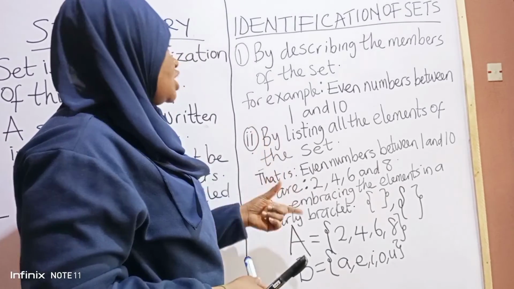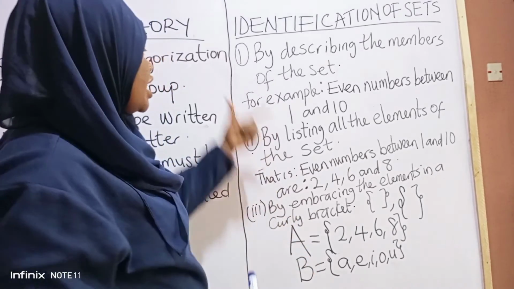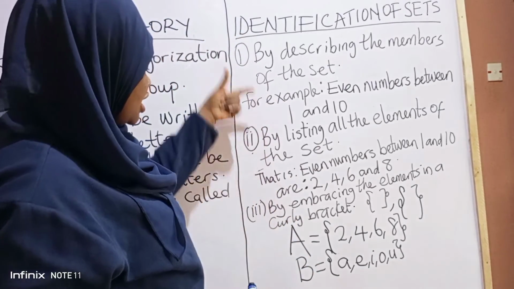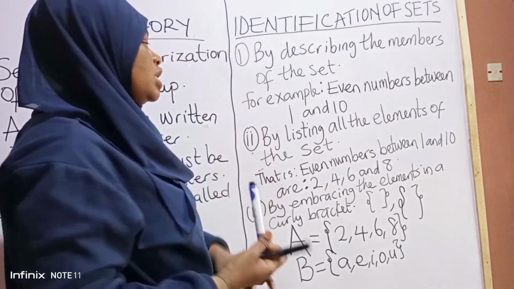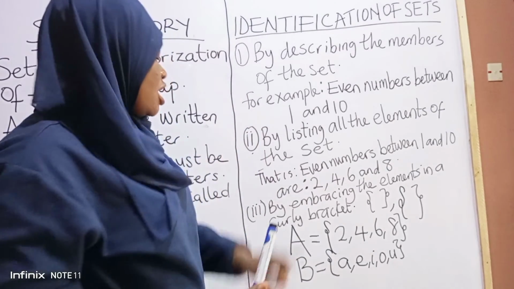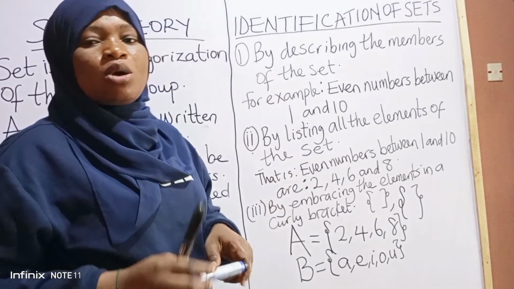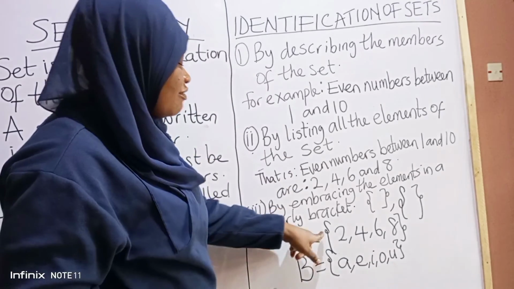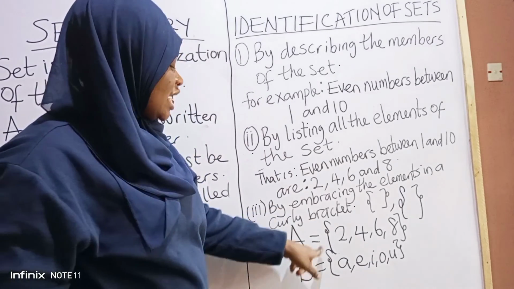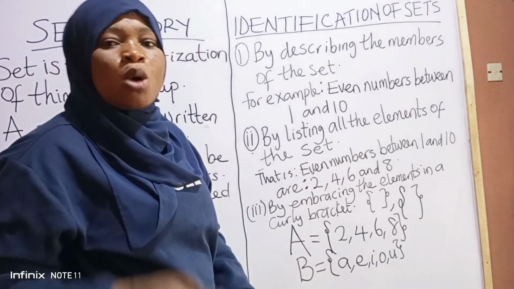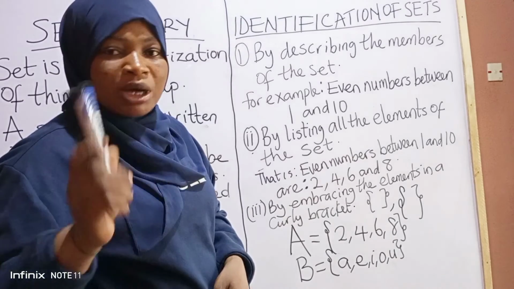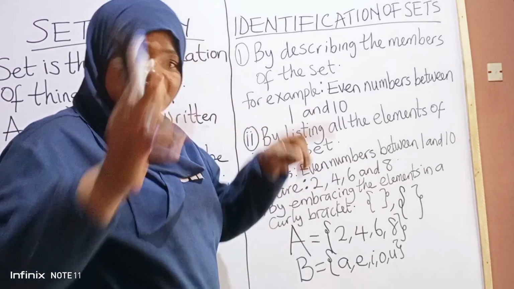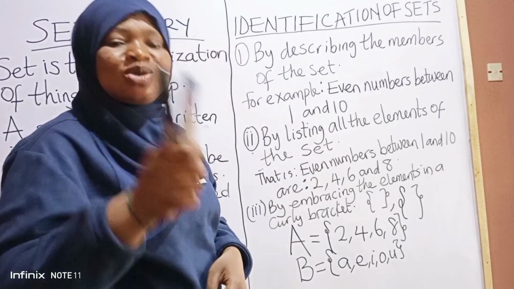So if you are dealing with sets, you have to take care of all these 3 steps. You have to describe the elements of that set, you have to list the elements of that set, and you have to embrace them in a curly bracket. That one is very, very important, because it is the one that distinguishes a set from a sequence. If you just list the numbers, you are talking about another thing. But if you embrace them in a curly bracket, that means you are talking about a set.